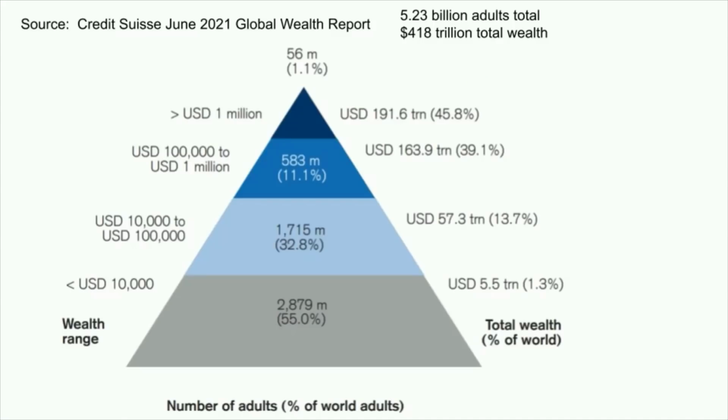This chart appeared in Credit Suisse's 2021 Global Wealth Report. It summarizes the net worth of different brackets of adults worldwide. In Credit Suisse's estimation, there are 5.23 billion adults, and the total wealth works out to be $413 trillion. Now we can immediately see that the wealth disparity is pretty large. 55% of the world's population commands a mere 1.3% of its wealth. 1% of the population commands more than 45% of the wealth. And if you think that this type of disparity exists in income, you're absolutely correct.